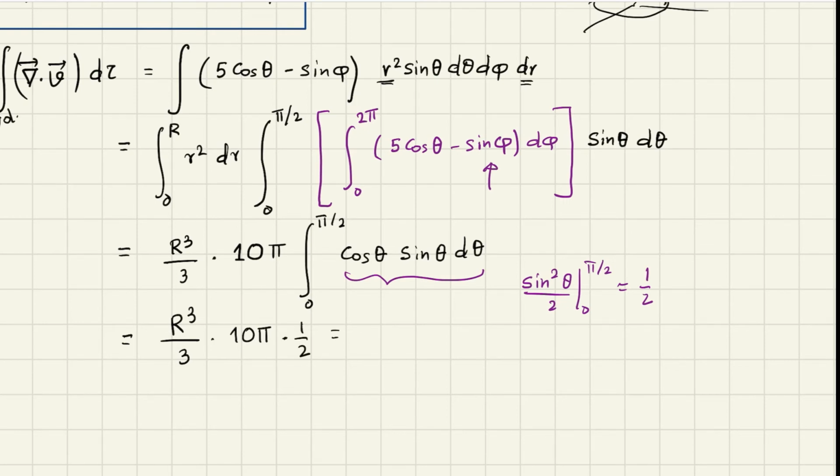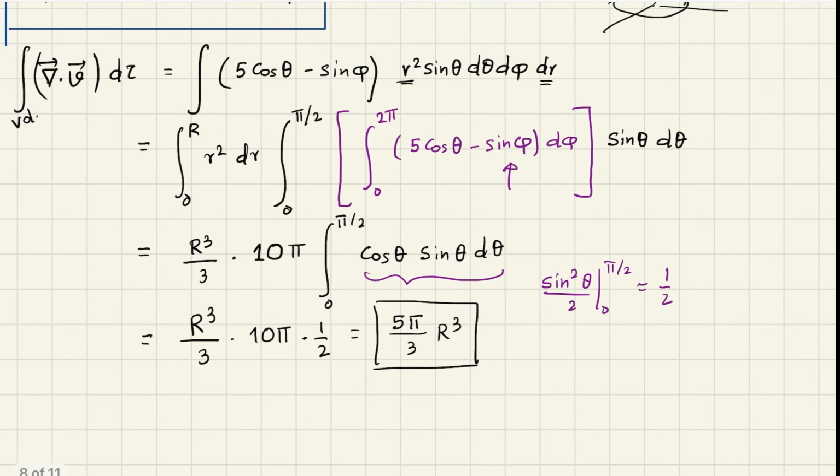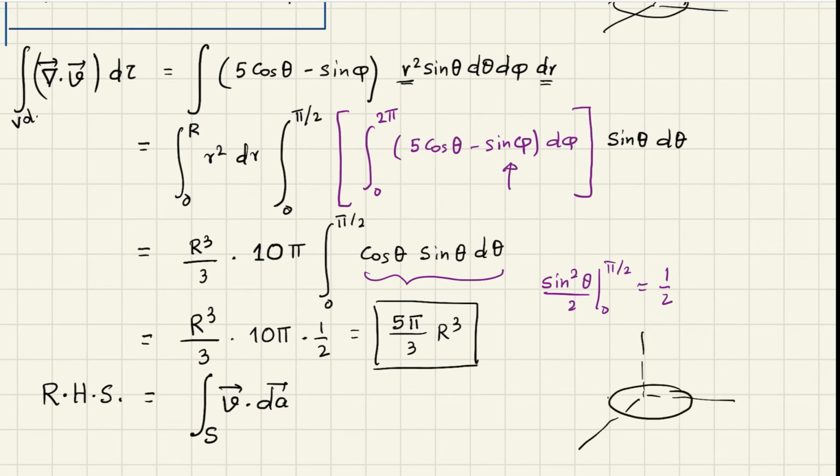So this is simply 5 pi by 3 r cube. Let's keep that as the answer for the left-hand side of the equation. Now let's go into the RHS, the right-hand side of the equation, which is a surface integral. There's the flux, V dot dA, over the surface S. And remember, the surface actually has two surfaces.